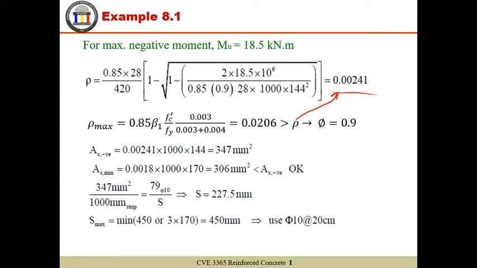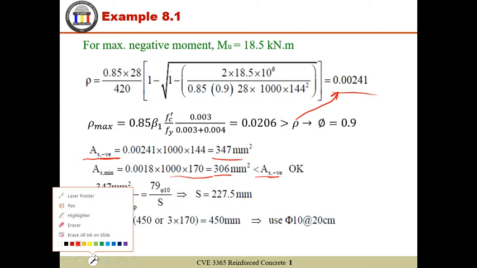We got 347 square millimeters. And if you remember AS minimum, find the AS minimum as well, 0.0018. Our AS is greater than AS minimum. That means it is okay. If it was not greater, just use AS minimum.